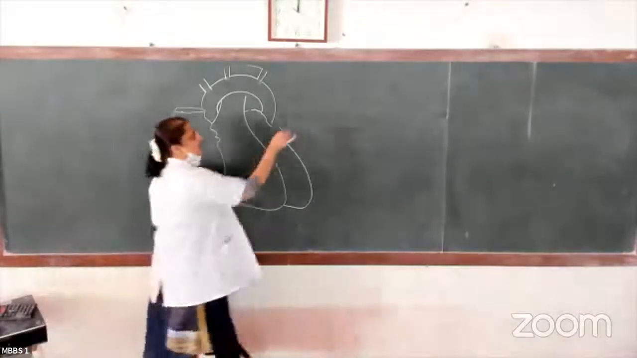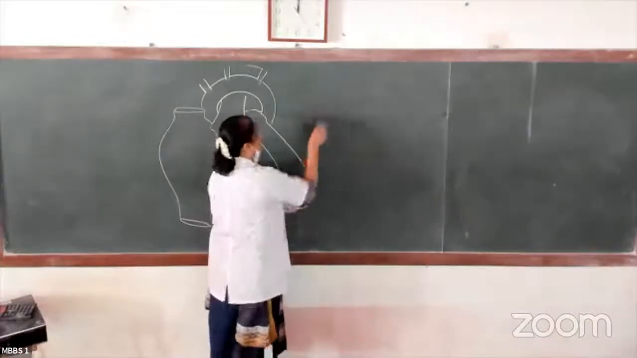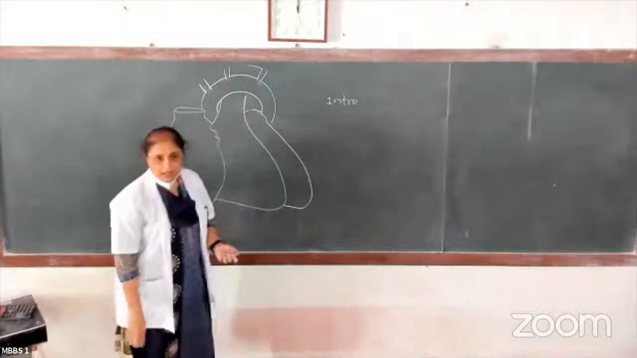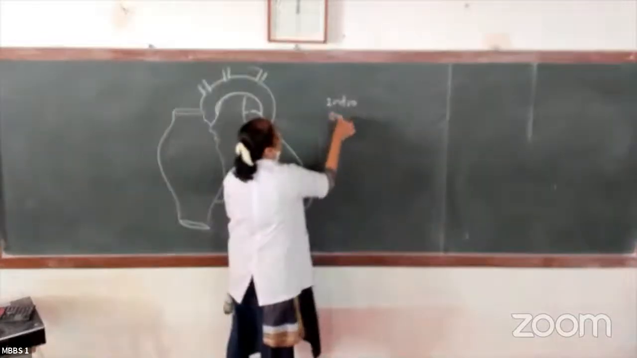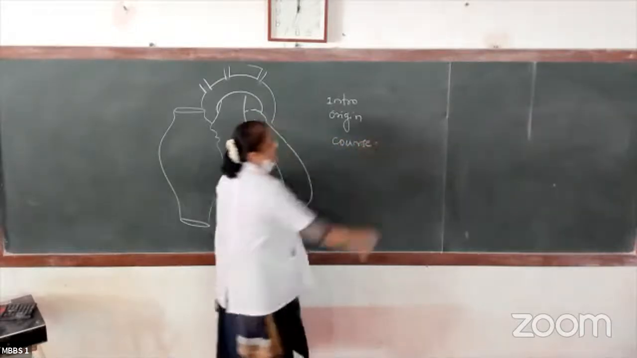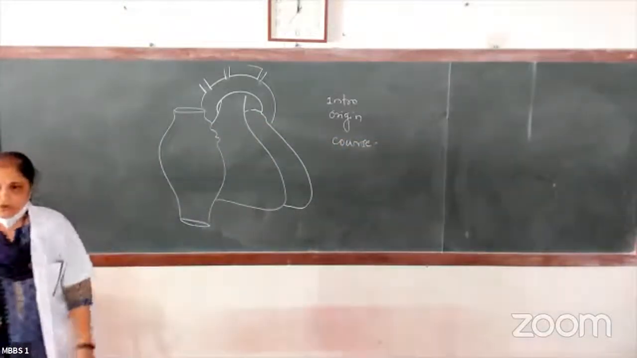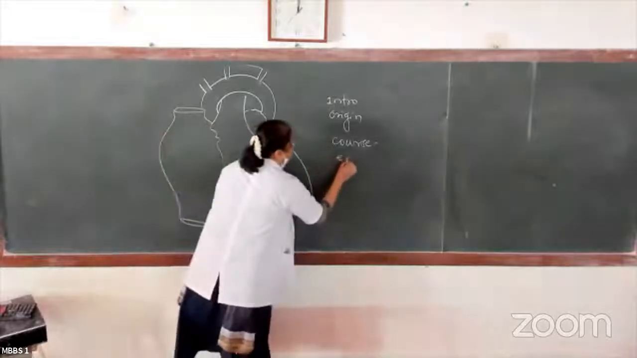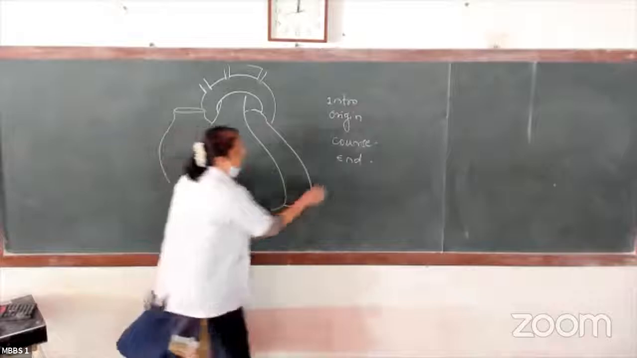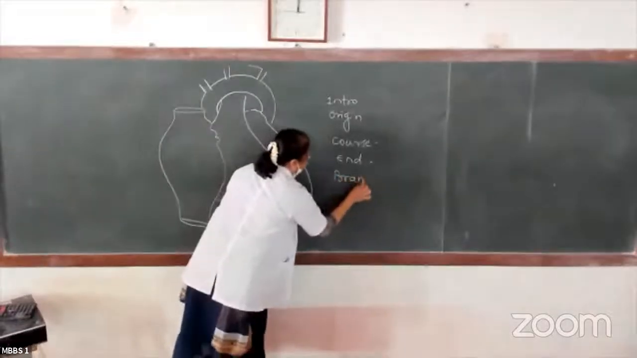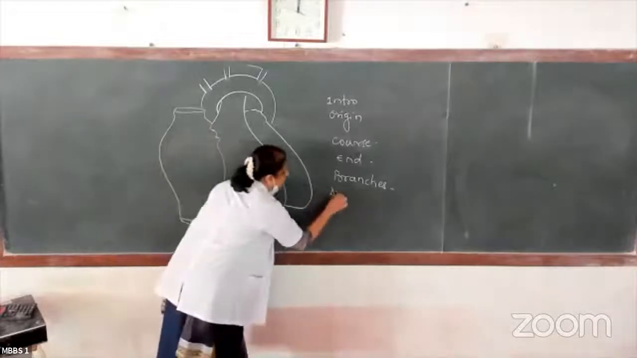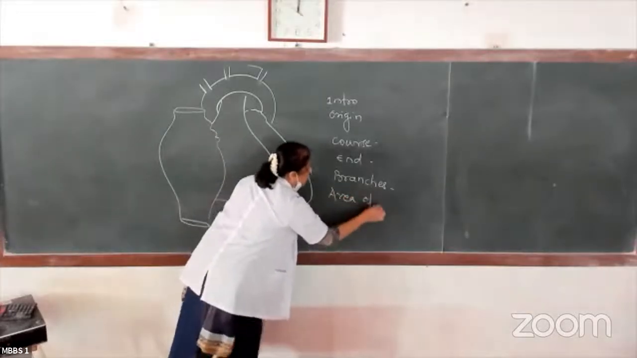How to write the short note? The origin is the introduction part: the major artery supplying the heart. Then we have to mention the course of the artery. After that we say where it ends, and after that what the branches are, and what the area of supply is.